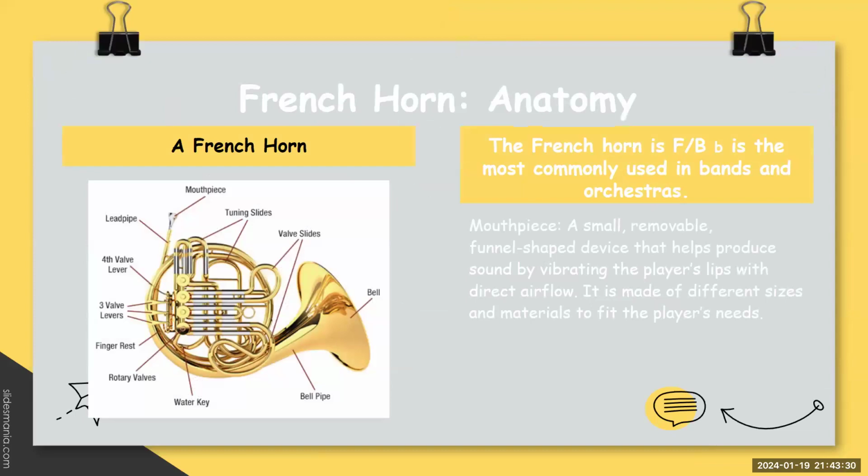The anatomy of the French horn is in the picture. The mouthpiece is where you blow air. It's a small removable funnel-shaped device that helps produce the sound by vibrating the player's lips and directing the airflow. It's made with different sizes and materials to fit the player's needs. Most French horns are in F or B flat, which is commonly used in bands and orchestras.